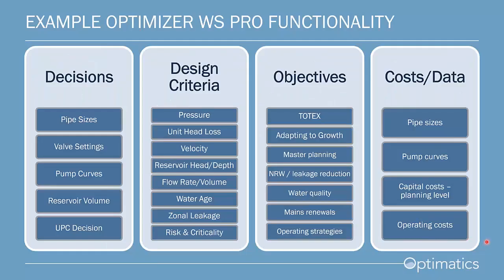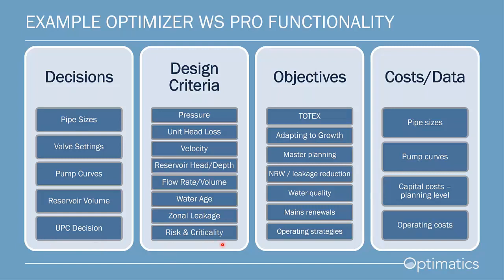So here we have some examples of the Optimizer WS Pro functionality. This is by no means a complete list, but it shows some of the functionality we have built to date. In terms of the decisions, these are the things that we can change in the WS Pro model. As expected, we have pipe sizes, valve settings, pump curves, reservoir volumes, and as well as capital decisions, we can also make control changes in the model. So we could change a UPC, we could change when a pump is turning on. Basically anything you're changing as part of trying out different strategies, any parameter in WS Pro could be a decision in Optimizer.